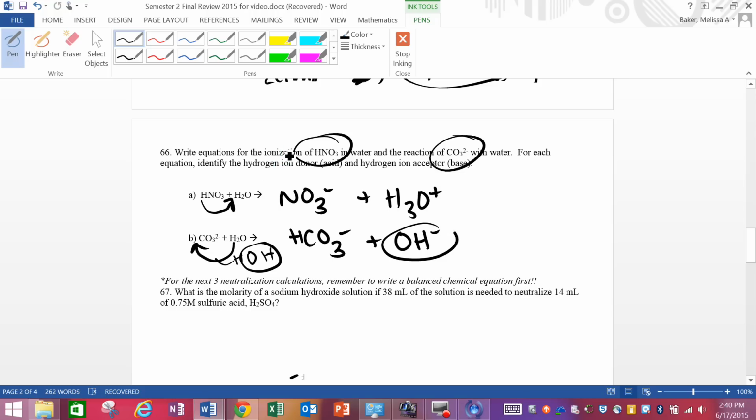You can see why this is a base and why this is an acid. It's putting H plus in solution.